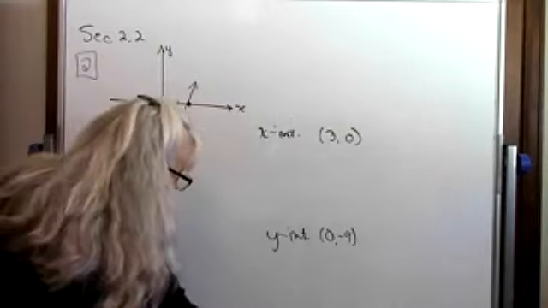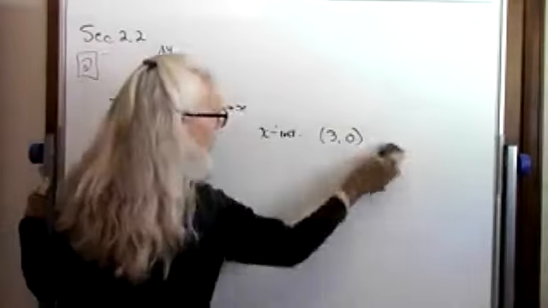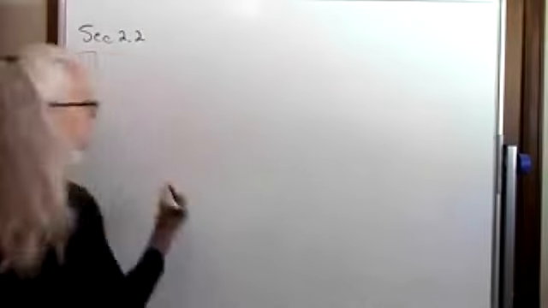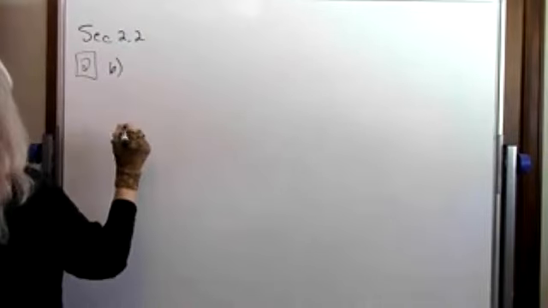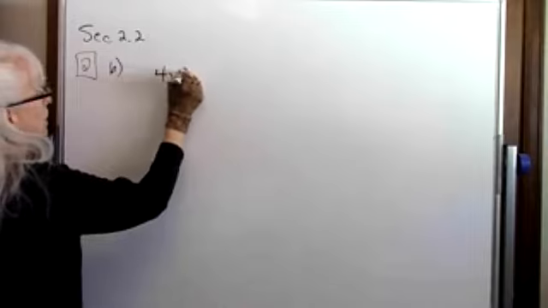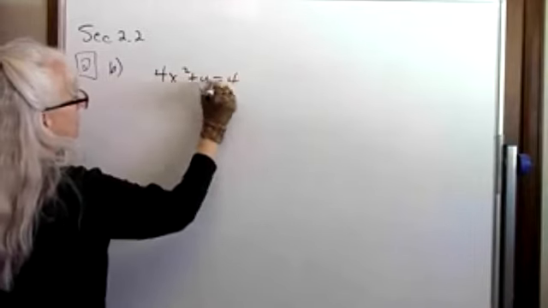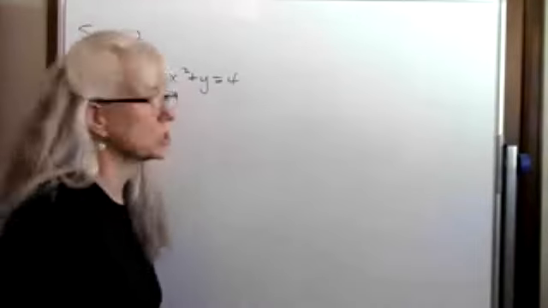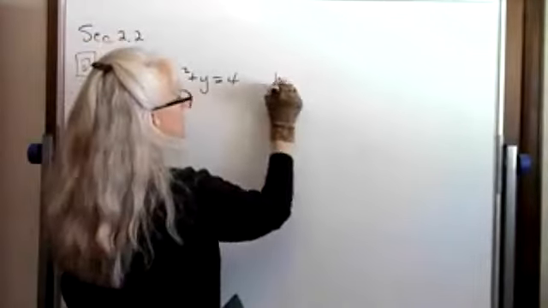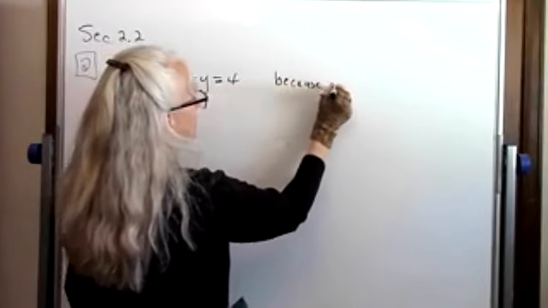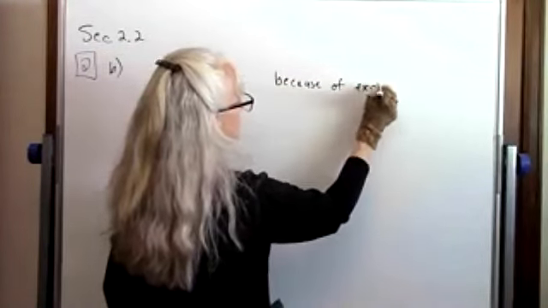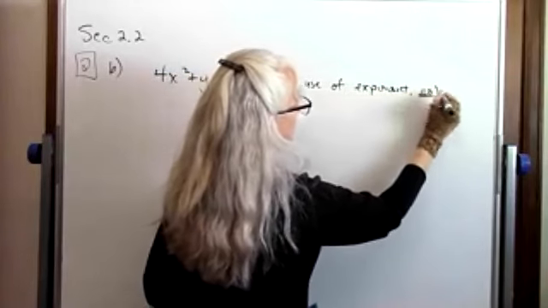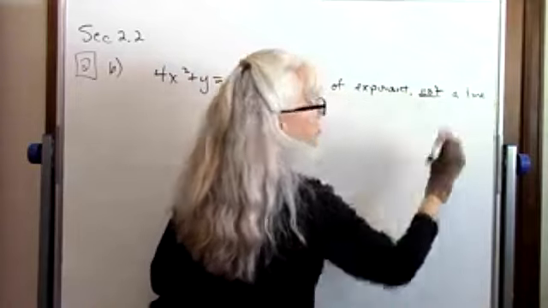So part B on example 2. Our equation this time is 4x squared plus y equal to 4. This is a non-linear relationship. And how do I know that? Because I see an exponent of 2. So because of the exponent, this is not a line, which means I need more than 2 points to be able to graph it.